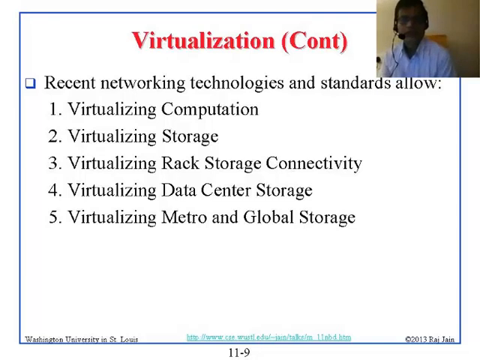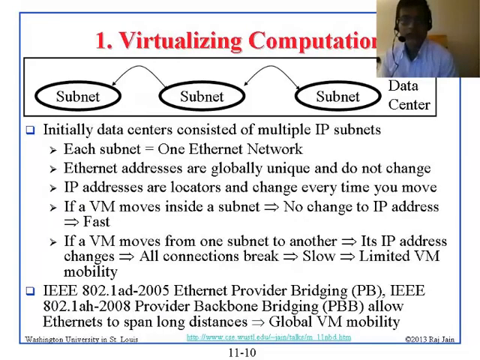First, the computation has been virtualized. Storage has been virtualized. And then the rack storage connectivity, and I will explain all of these 5 things in the next few slides, but now you can have the rack storage so that it can appear local to any of the machines. And then the data center storage can appear local to any machine, and the metro and global storage can appear local to any machine, right? Because of the virtualization.